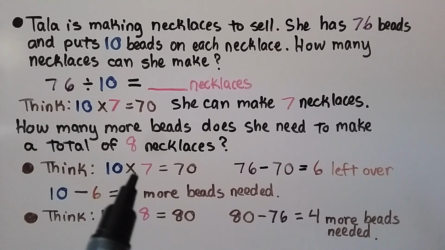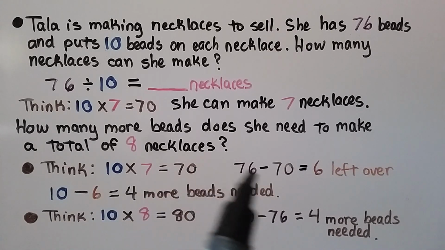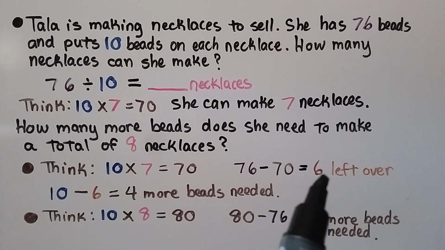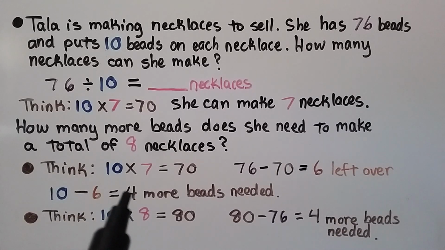We think, well, 10 times 7 is equal to 70. She's got 76. That means 6 are left over. She needs 10 for each necklace. If we subtract the 6 she's got left over, we know she needs 4 more beads.